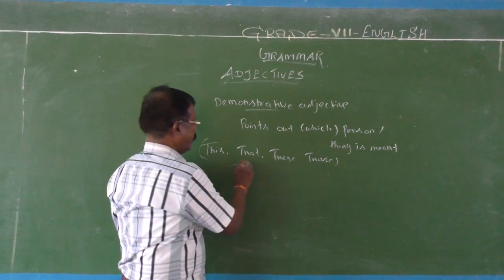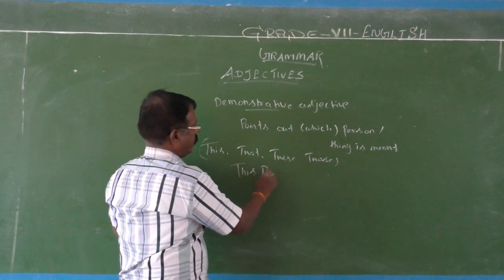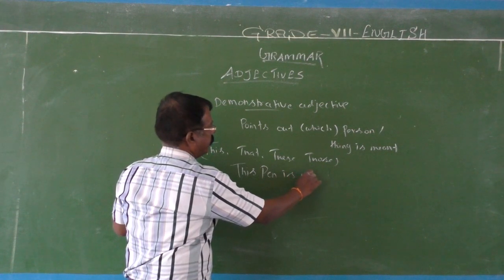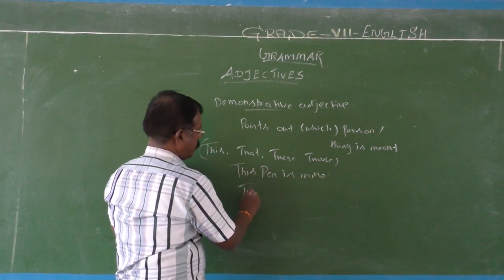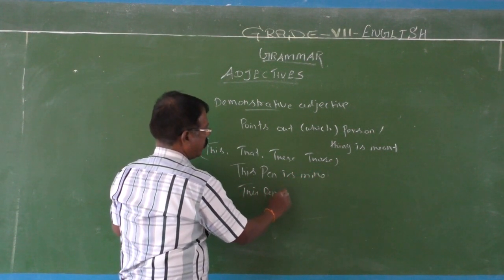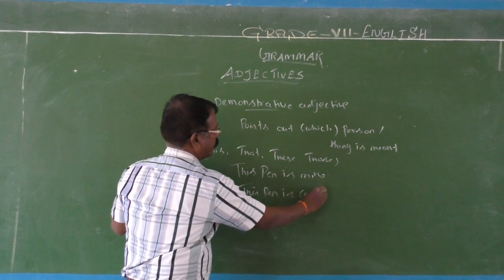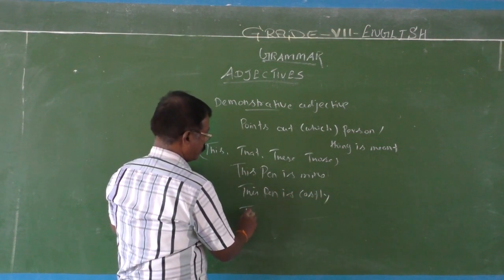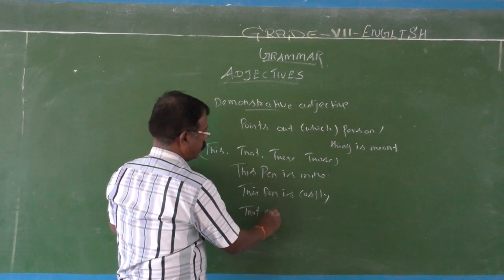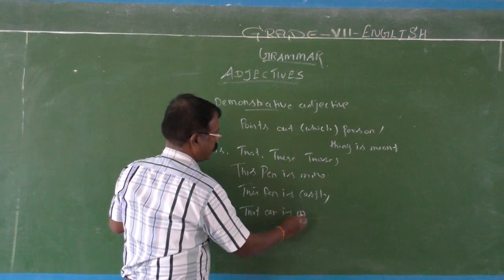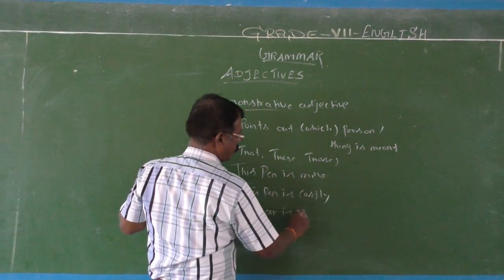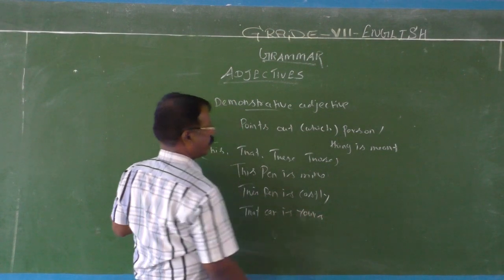But this and that are used with singular nouns. This pen is mine. This pen is costly. That car is yours.